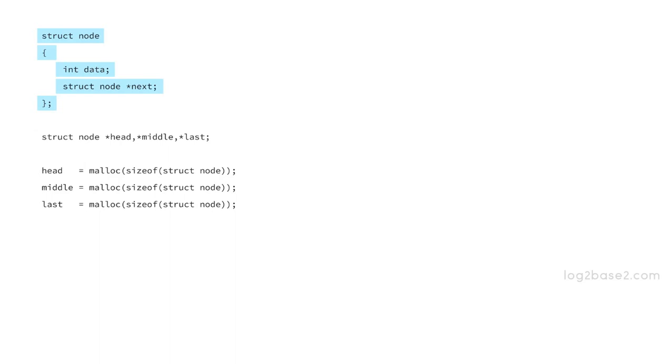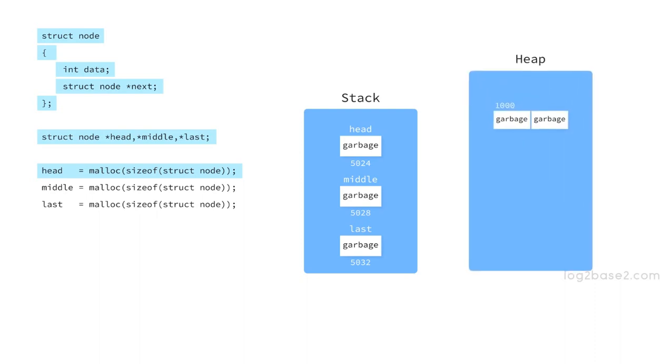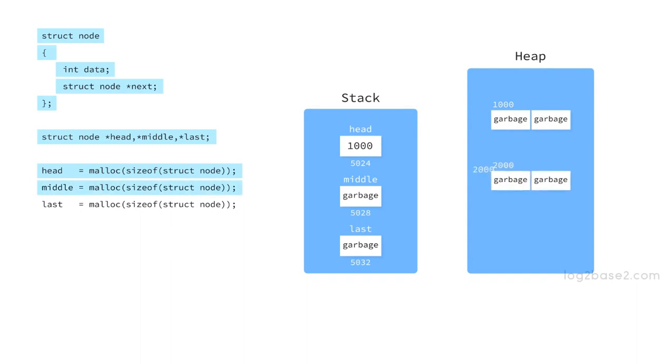Now declare the pointers of type struct node: head, middle and last. So memory is allocated in the stack. Now we can use the malloc function to allocate memory dynamically with the size of struct node. So write head equal to malloc of size of struct node. Memory will be allocated from the heap section and its address will be returned. Similarly, memory will be allocated in heap for the middle node and last node. So now we have the nodes.